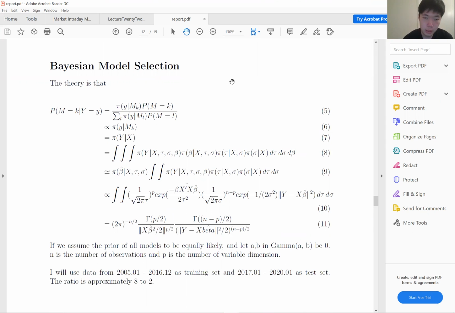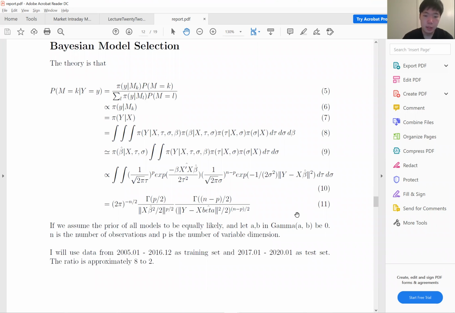So I assume that each of the models is equally likely to be selected, then this just turns out to be a triple integral of the likelihood with respect to tau, sigma, and beta. And we can approximate by using pi f the beta hat and using a double integral to compute the likelihood, which turns out to be this formula. And I'm using the data from 2005 to 2016 as the training set, and 2017 to 2020 as the test set.